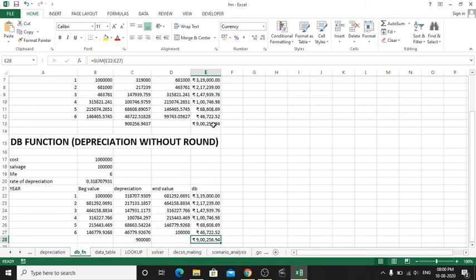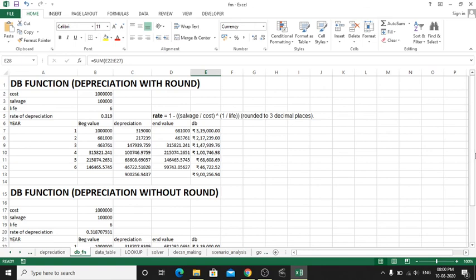See here, 9,256,000 and here also it's 9,256,094. This is the thing that I want to highlight. With the help of Excel we won't face any loss in amount, whereas in real life or in actual calculation with the actual formula we might face some loss. So to avoid such cases we can use Excel for its benefit.